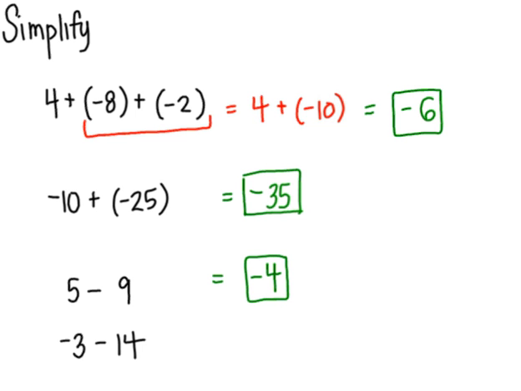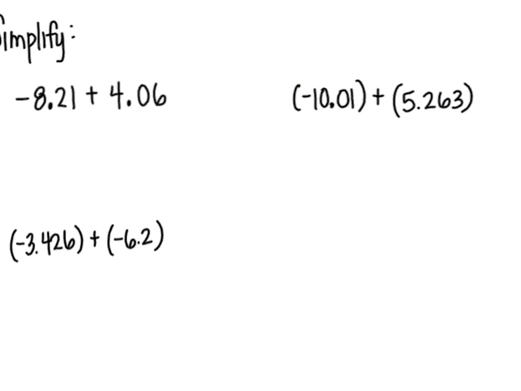The last one on this slide, you have the same sign. Same sign tells you to add, and that would give us 17, and keep the sign, so that would be a -17. These were all whole numbers. Next, we'll look at decimals.